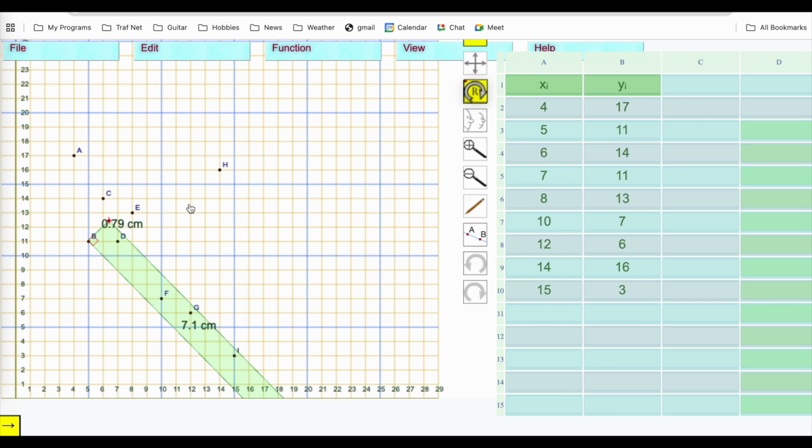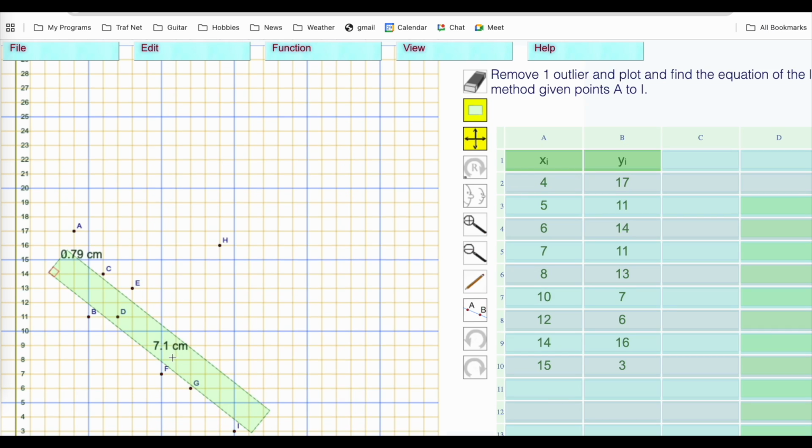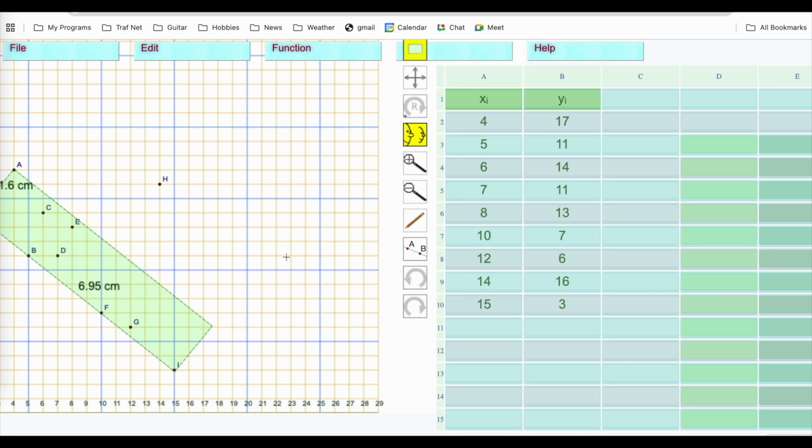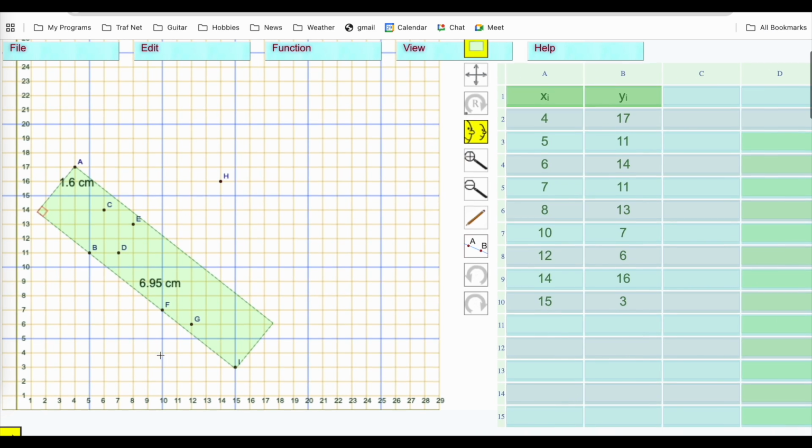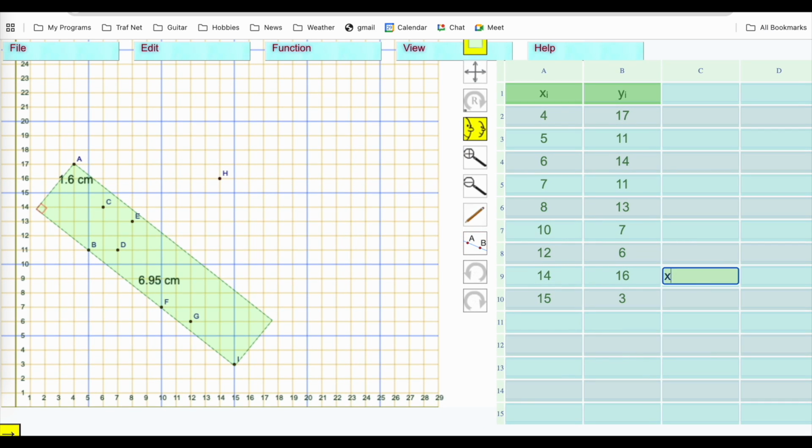Rotate this about the B point and have it go through the I point. I think that's probably going to get me the smallest rectangle possible. Drag that back. It's going through the B and the I, and then stretch it so it's going through the A. This is probably our rectangle that fits all of our points. H isn't part of that. The H is at 14, 16. 14, 16, I'm going to put an X here.